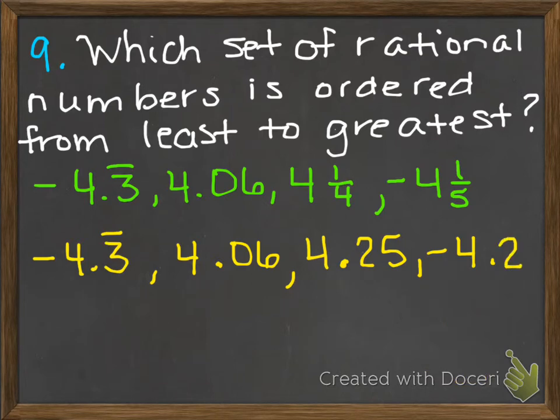So now that you have all of the numbers, you have to order them. So the first thing that you're going to look at is the negative numbers. And you need to remember that the greater the negative number, the less it really is.